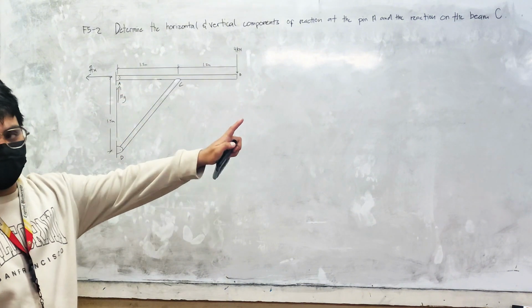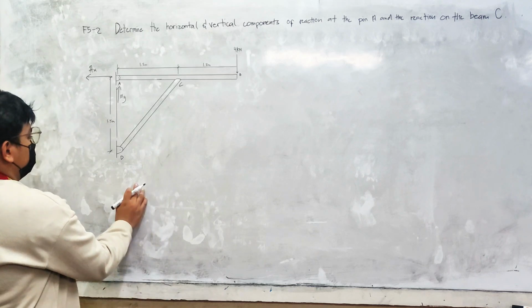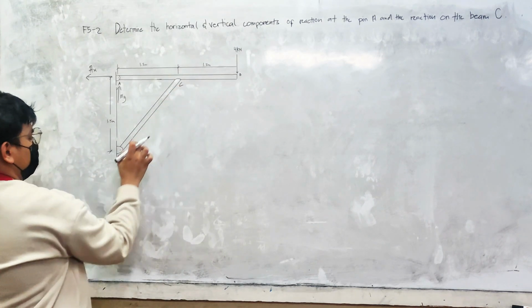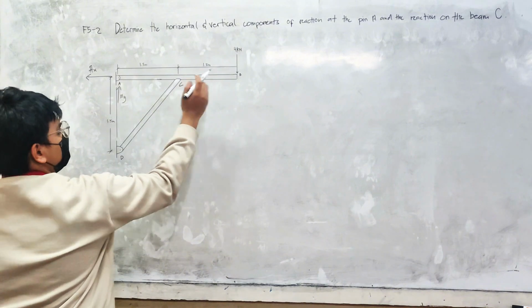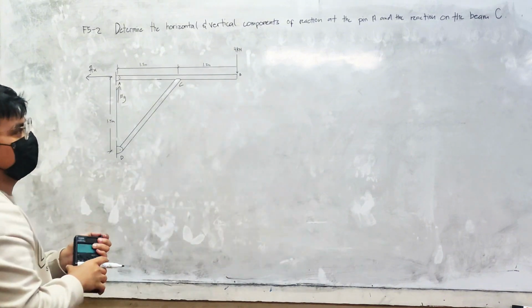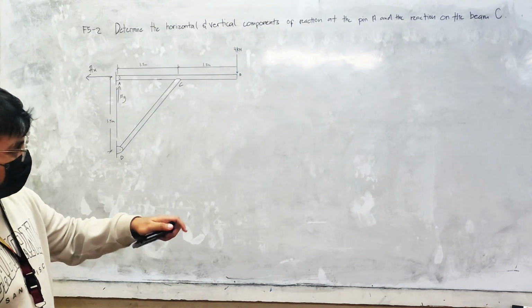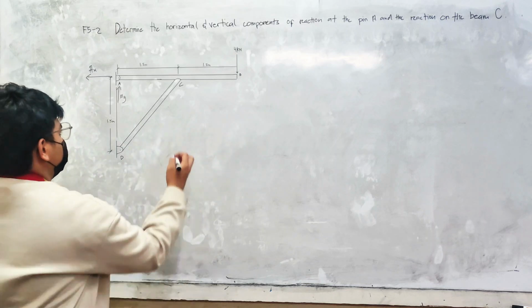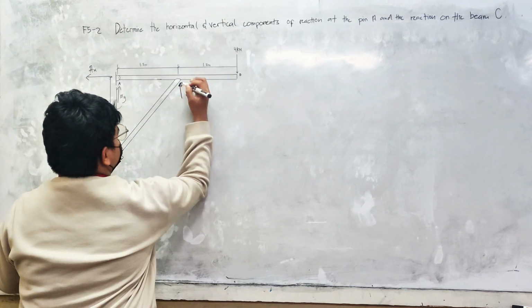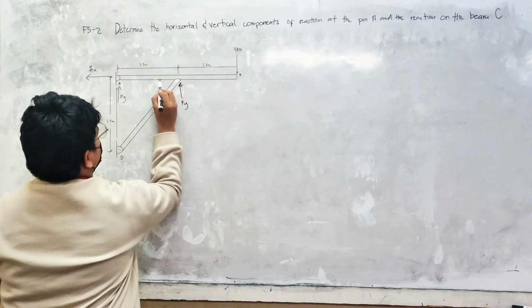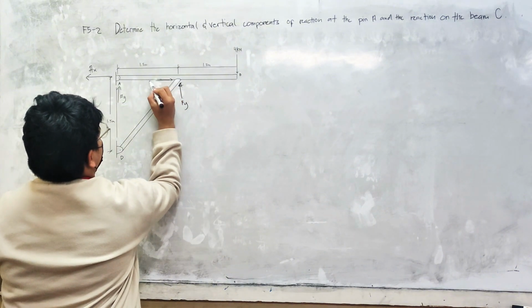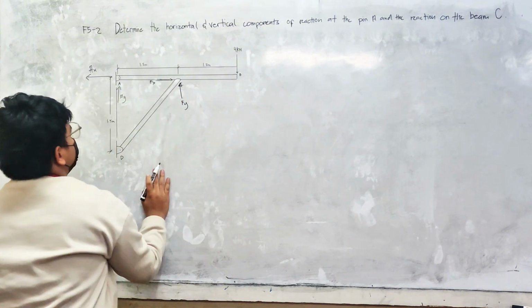And the reaction on the beam C. So since here is equal to here, and the question stated that we should find a reaction on the beam C, so we're going to have here, which is our Fy, and here our Fx.